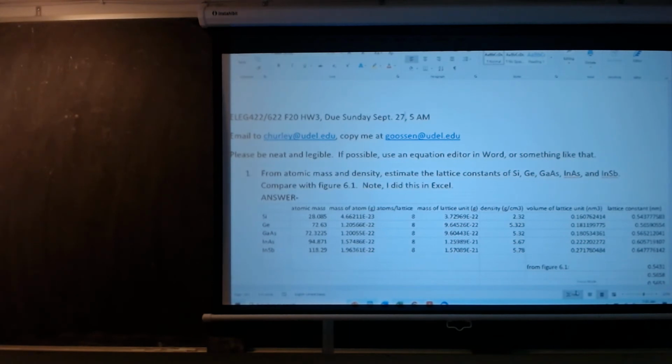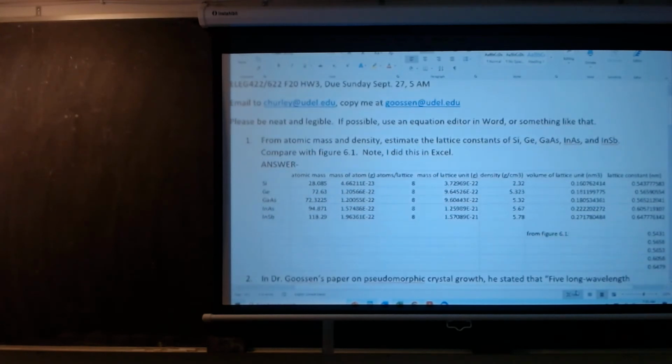So let's just start with homework 3. Problem number 1 was sort of the previous homework, just doing things in reverse. What you were supposed to do was look up the atomic mass and density of these 5 semiconductors, and then calculate the lattice constant based upon knowing how many atoms there are per lattice. So I did it in Excel.